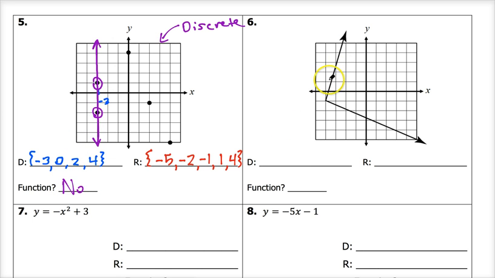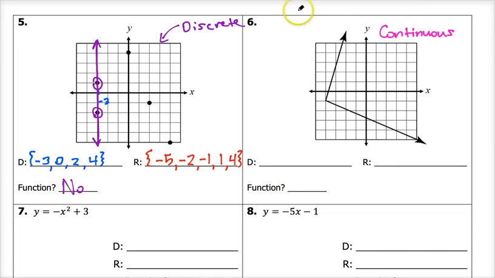For number 6, this is an example of a continuous graph because all of our points are connected. So anytime we have continuous graphs, we describe the domain and range using inequalities or all real symbols.